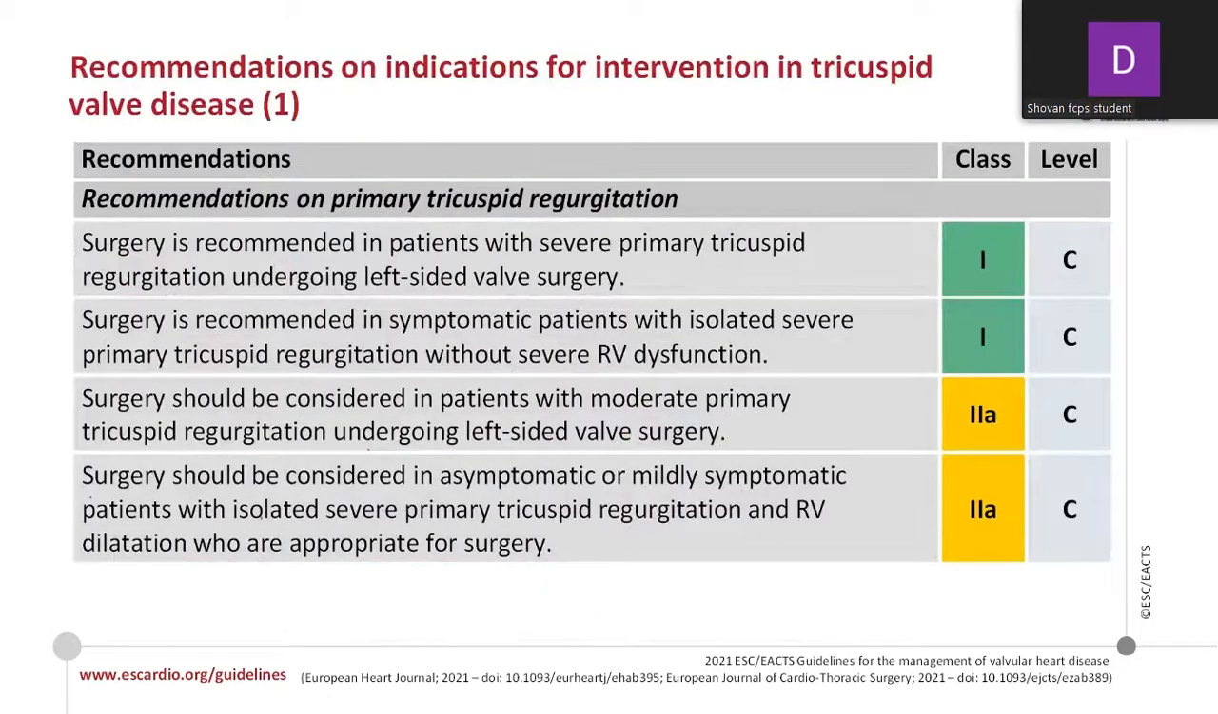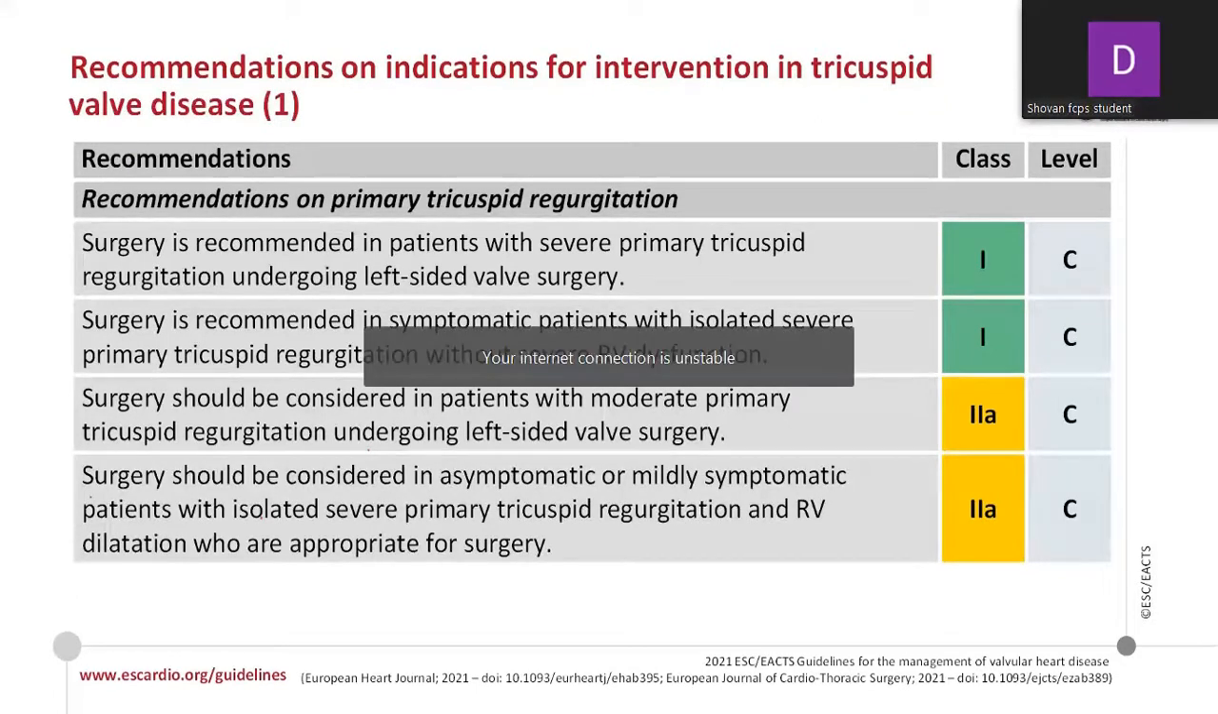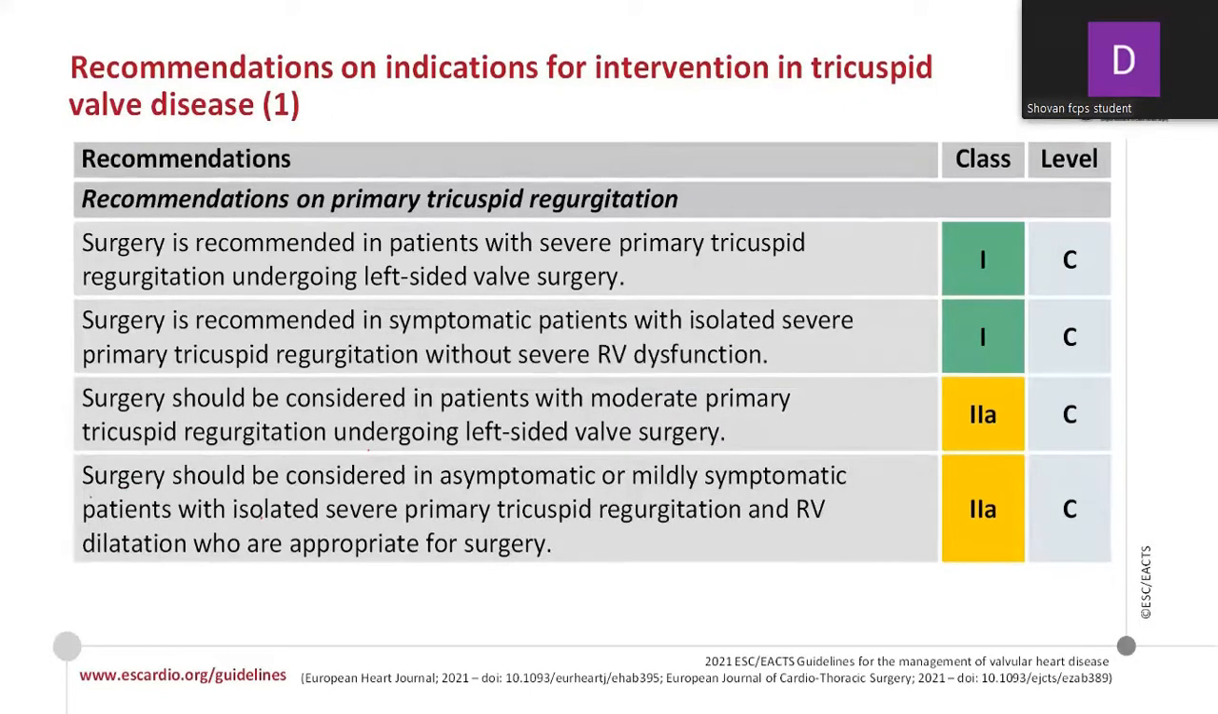Now I will say the recommendations on indications for intervention in tricuspid valve disease. Surgery is recommended in patients with severe tricuspid regurgitation undergoing left-sided valve surgery. This is a class 1 indication. And surgery is recommended in asymptomatic patients with isolated severe primary tricuspid regurgitation without severe RV dysfunction. So for isolated primary tricuspid regurgitation, we will do surgery without severe RV dysfunction.